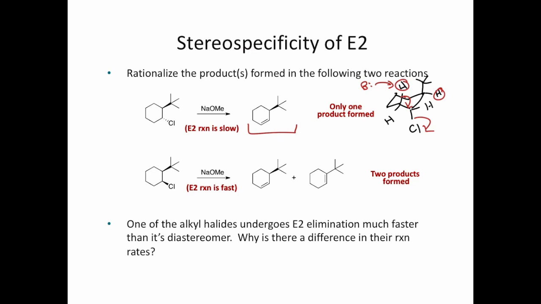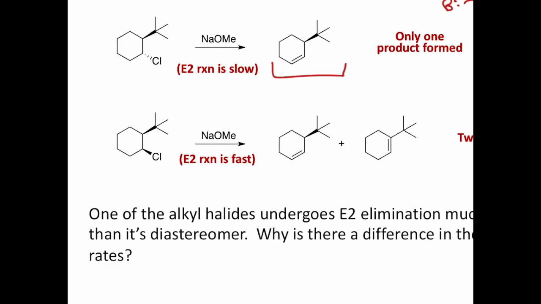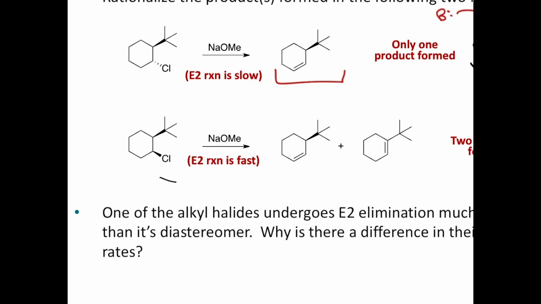However, when I look at the second example, okay, let's see. I draw my chair. I'm going to convert this to a chair. So I'm going to make this carbon here so that the chlorine is axial up because it has to be axial. Since this carbon's going to the left, that will be here, which means I'll have a hydrogen axial down and the tert-butyl will be equatorial up. And then on the other carbon, I have two hydrogens, one axial down, one axial up.